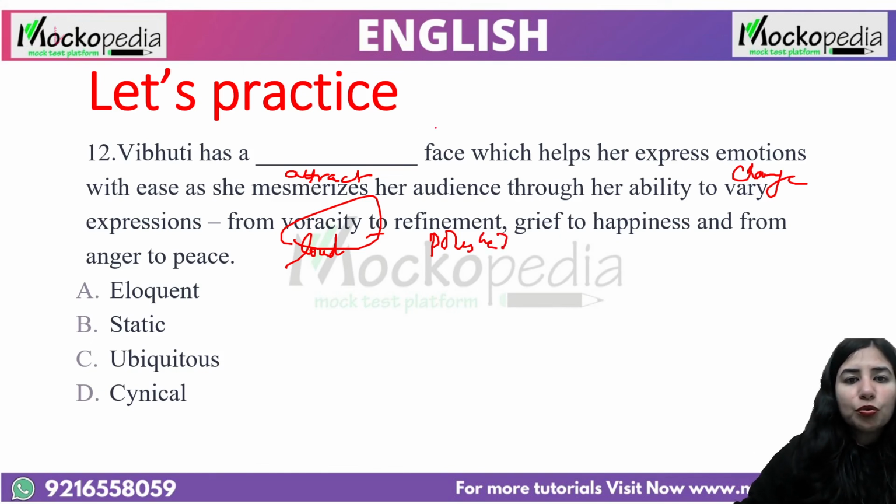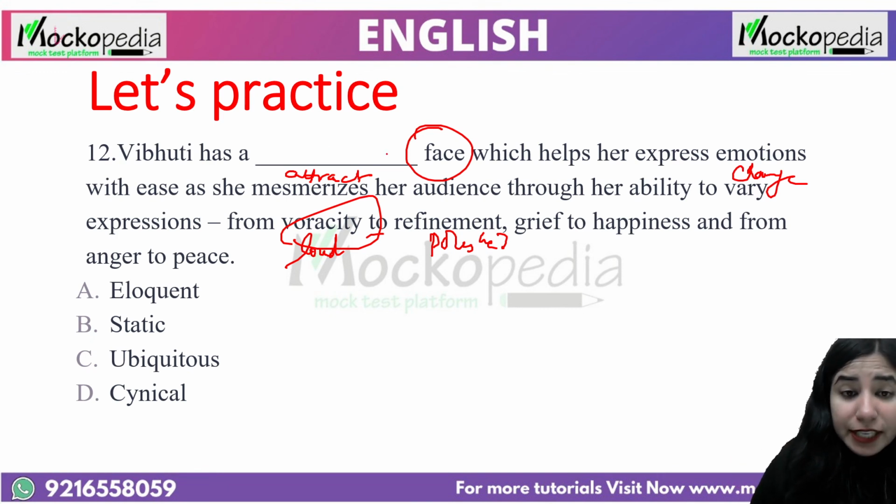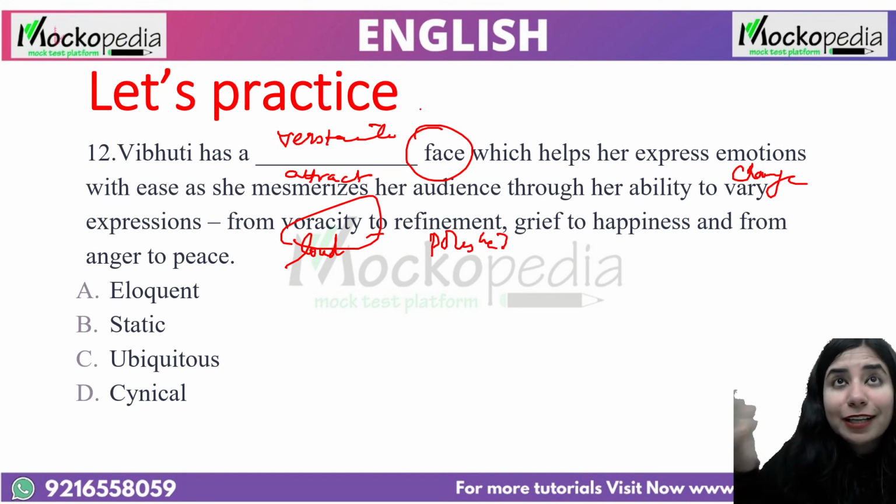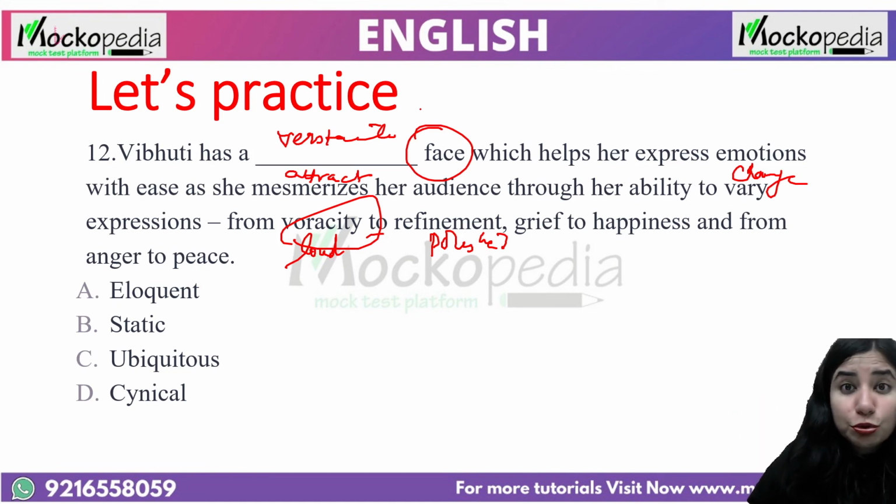So what are we talking about? What sort of face Vibhuti has? So this is saying that the audience get engaged, the audience get involved, they get attracted, and she can change various expressions. So that means she has got a versatile face, right? Versatile, that means that can make various expressions. So that's something which is able to convey, right? So you can imagine Sri Devi, a lot of facial expressions. The face used to speak, right? So eloquent means expressive.